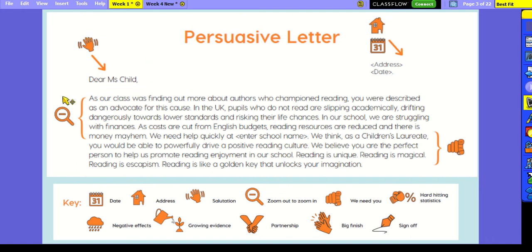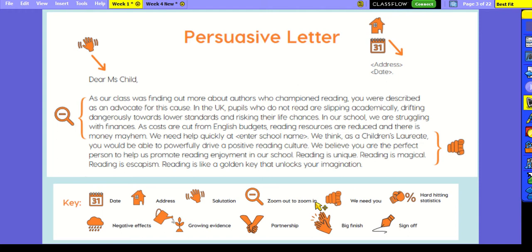Okay, here we come to our first shape. And our first shape is called zoom out to zoom in. Now, what that means is we are writing to an author to ask them to come and visit our school. Okay, so first of all, we are going to zoom out to look at the bigger picture before we zoom in to talk about why we want this author specifically. So we want to look at the big picture. Why is reading important? So not just why do we want this author, but why is reading important?